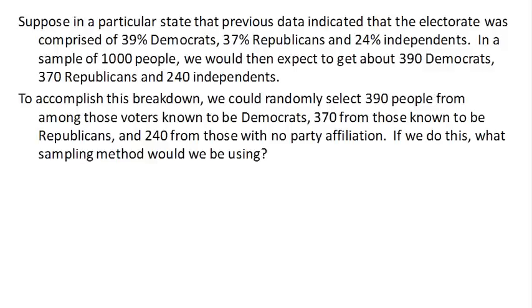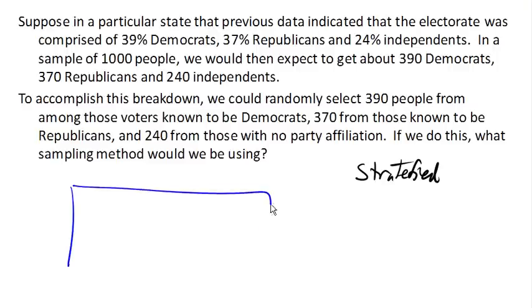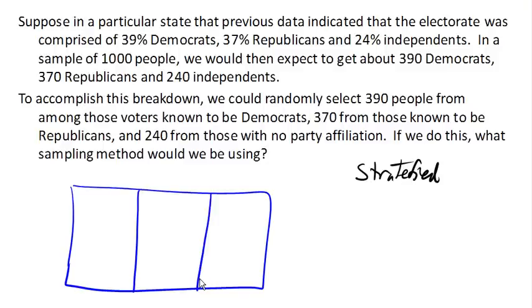So this is a method called stratified sampling. The idea behind stratified sampling is that we take our entire population and we divide it into groups, and then we sample proportionate to our desires. And so I'm going to randomly select 390 of these Democrats, and I'm going to randomly select 370 of these Republicans and 240 of these Independents. And so we've divided our population into groups, and then we randomly select from inside each of those groups.